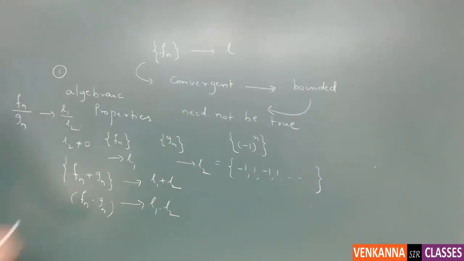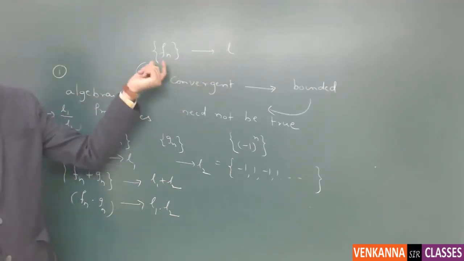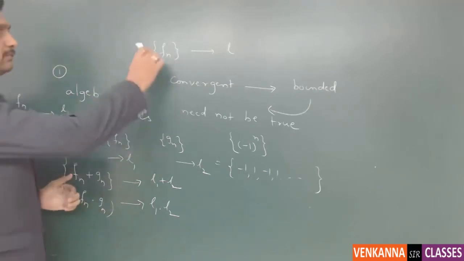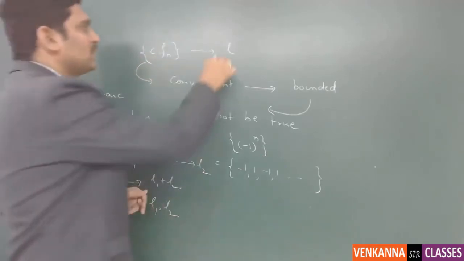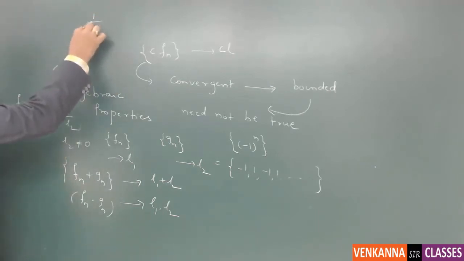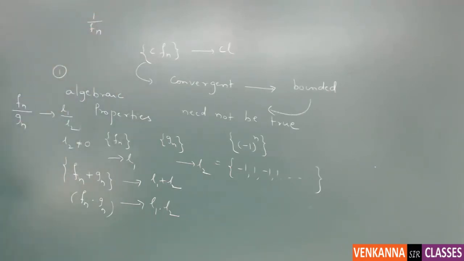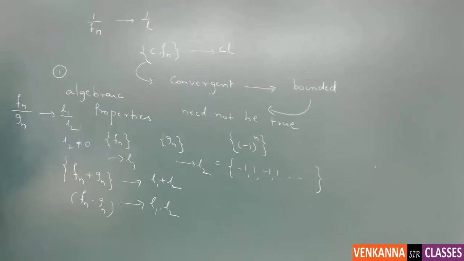One other property is, since Fn converges to L, multiply the given sequence with a number. So you have a new sequence C into Fn, it will converge to C into L. That is one property. The other one is, consider the reciprocal sequence 1 by Fn, it will tend to 1 by L where L is not equal to 0. This is one more property where the limit is not equal to 0.